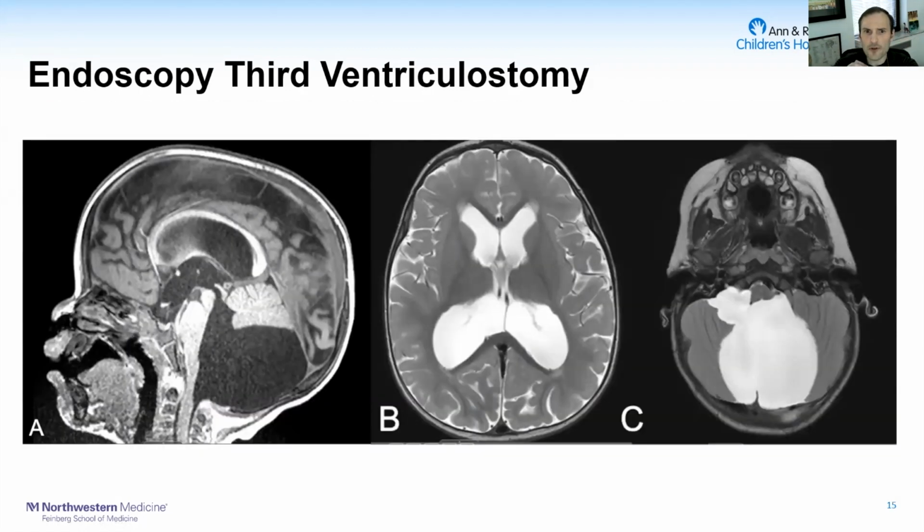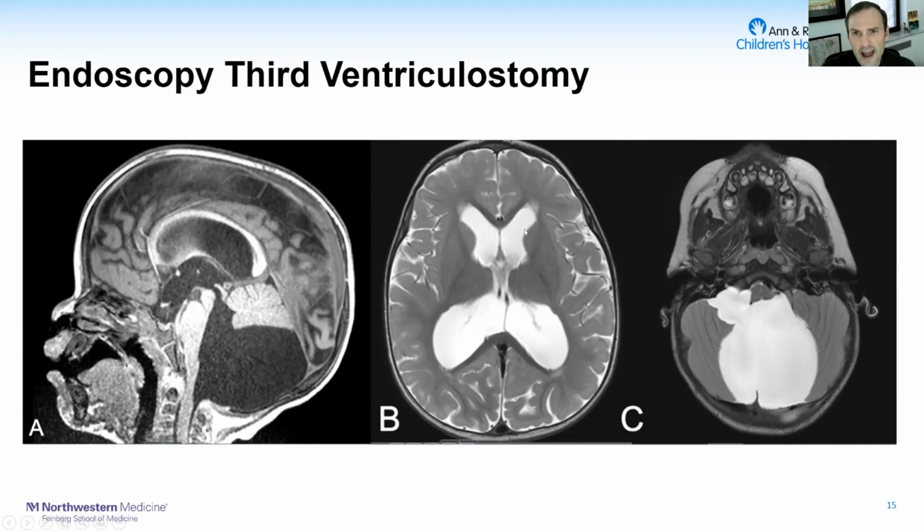So this is an example of a complex hydrocephalus situation that we dealt with in a patient here at Lurie in Chicago. This patient has acquired hydrocephalus from a large fourth ventricular cyst. You can see here in the mid-sagittal view, there's a very large cyst in the fourth ventricle that's blocking the flow of CSF through the aqueduct and down into the spinal canal.